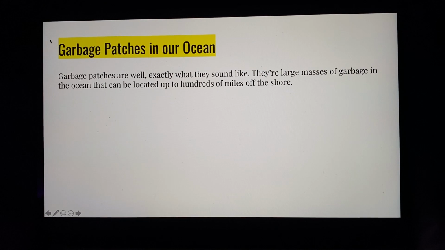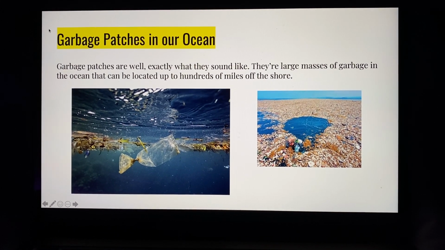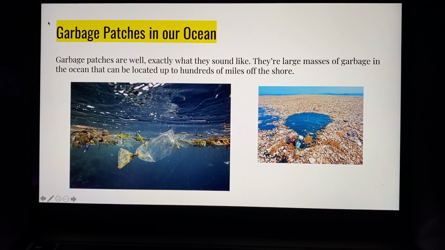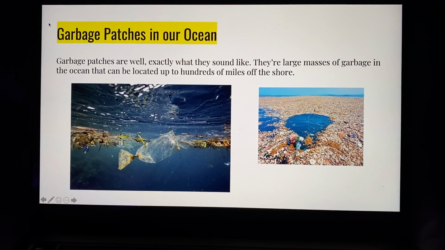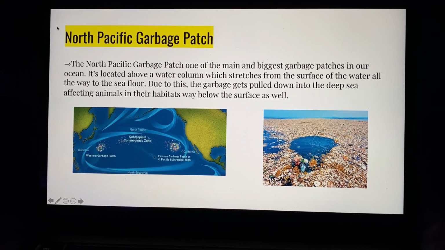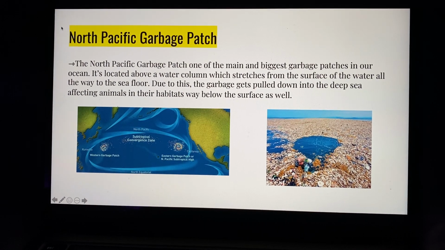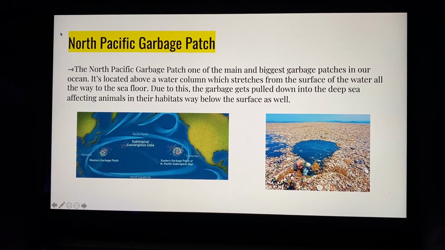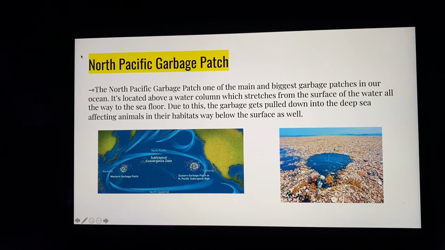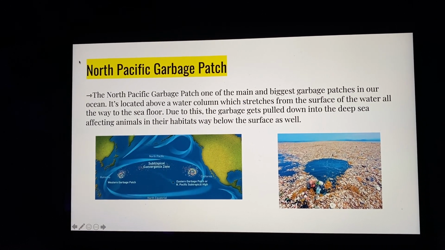Next, we have garbage patches in our ocean, which are basically just large amounts of garbage spread across the water in various regions. And they can be located up to 100 miles off of the shore. The North Pacific Garbage Patch is one of the main and biggest garbage patches in our ocean, and it's located above a water column which stretches from the surface of the water down to the seafloor, and because of this, garbage can get sucked down into the deep sea and affect animals way below the surface, as well as turtles on top of the surface in the floating water.